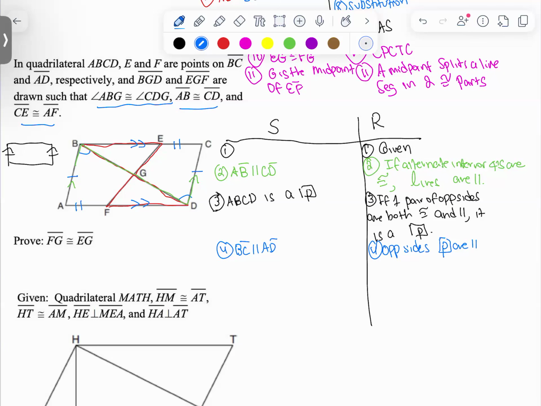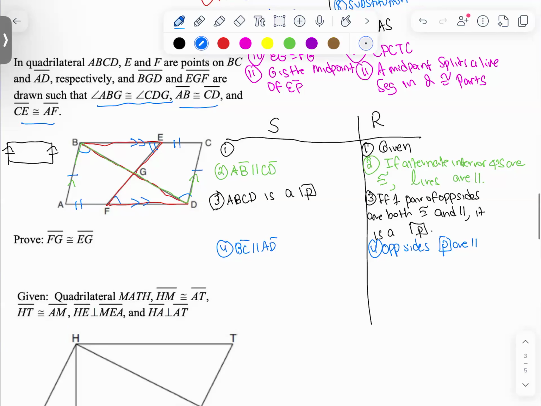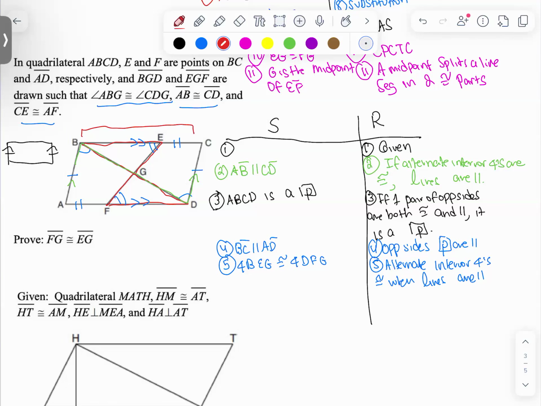And then, since I have parallel lines, I can use the alternate interior angles that will help me that are inside the triangles that we want. Angle BEG congruent to angle DFG. Alternate interior angles are congruent when lines are parallel. We can also say, since it's a parallelogram, that BC is congruent to AD.